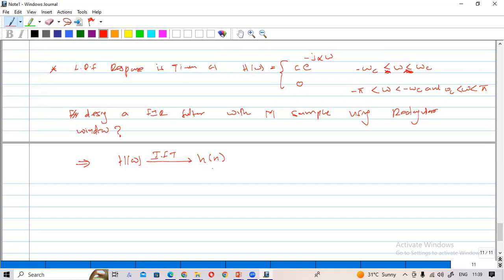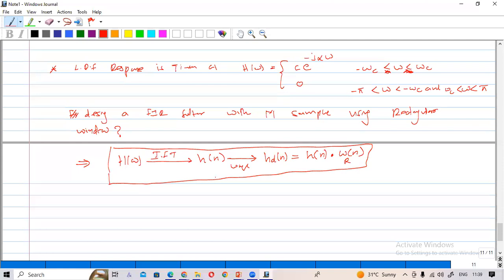Then n is not limited here. Now you are going to have M number of samples. That means you have to use the windowing technique to get the desired impulse response. You have to multiply your obtained h(n) by the rectangular window function. So that is what you have to do. Very simple, very simple.